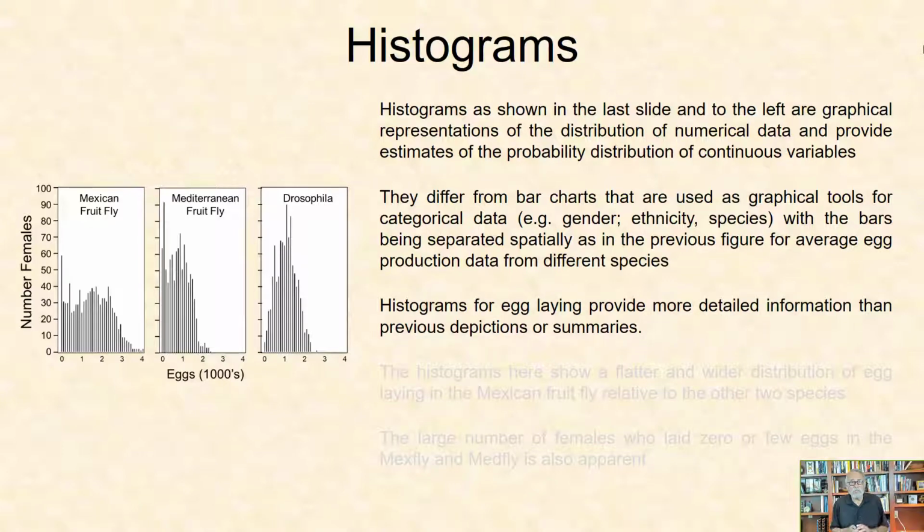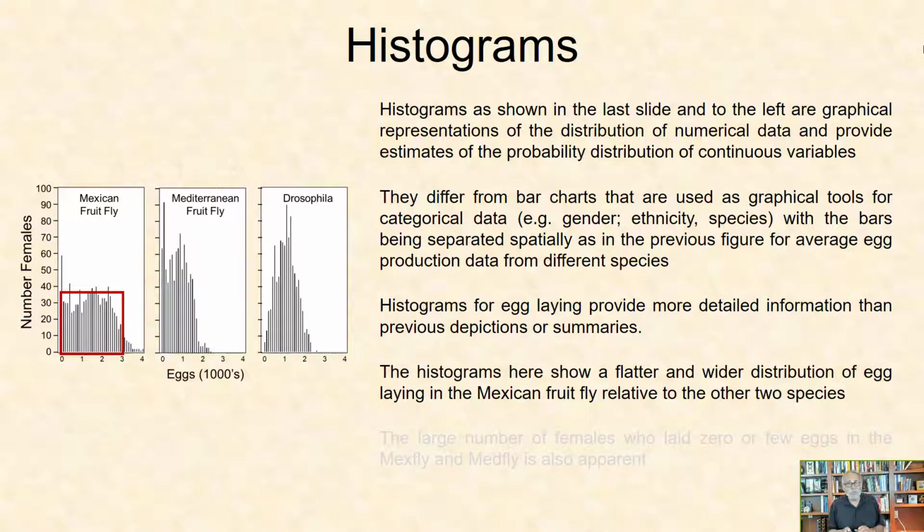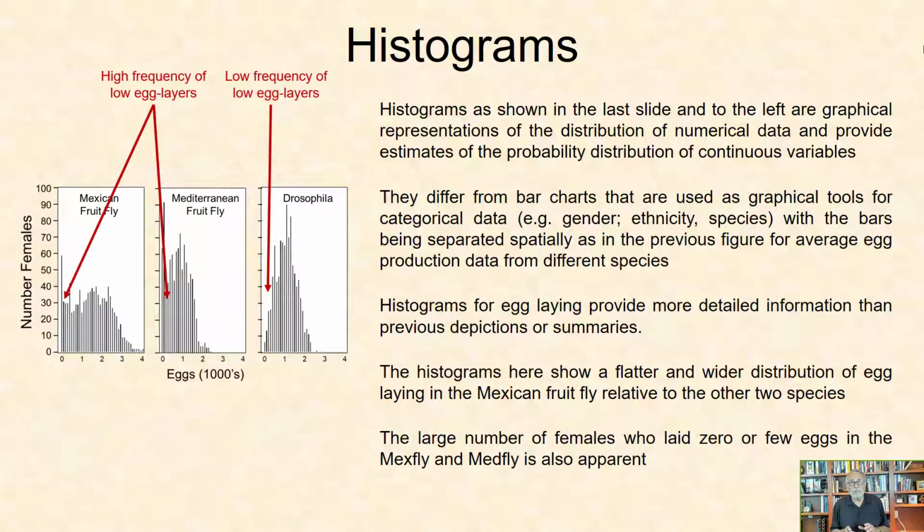Histograms for egg laying provide more detailed information than previous depictions or summaries. For example, the histograms show a flatter and wider distribution of egg laying in the Mexican fruit fly relative to the other 2 species. The large number of females who laid 0 or few eggs in the Mex fly and the medfly is readily apparent.